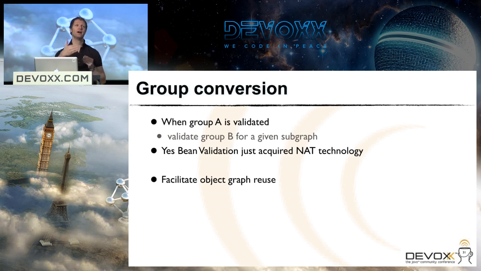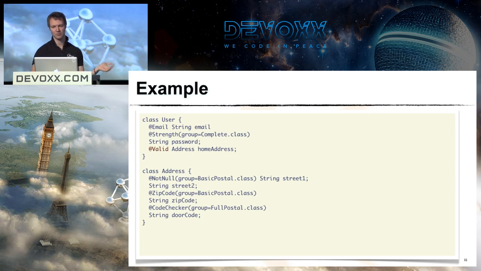I can actually define a conversion when you cross the bridge between object 1 and object 2. You switch from group A to group B, do the validation with group B, come back, and then continue on group A for validating the rest of object 1. Okay? It's really to facilitate object graph reuse and constraint reuse on object graphs.